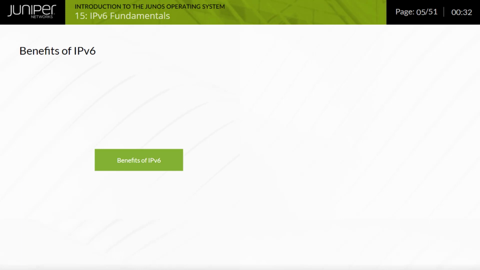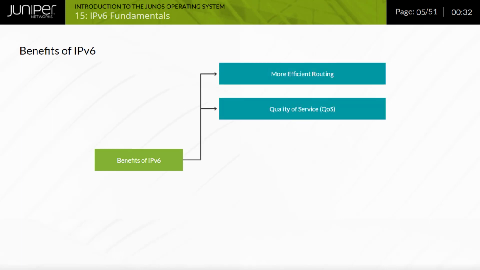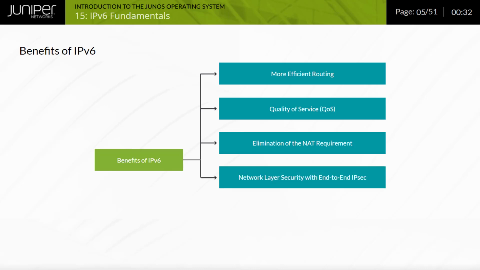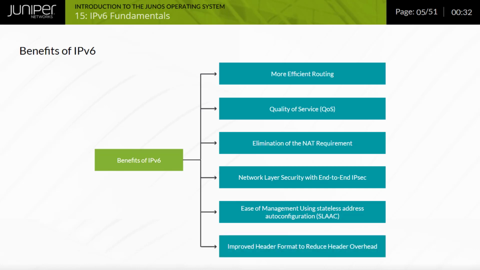Some benefits of IPv6 are more efficient routing, quality of service, or QoS, elimination of the network address translation, or NAT, requirement, network layer security with end-to-end IPsec, ease of management using stateless address auto-configuration, or SLAAC, and improved header format to reduce header overhead.